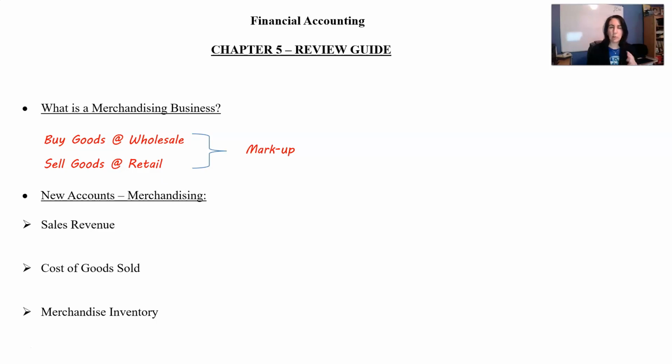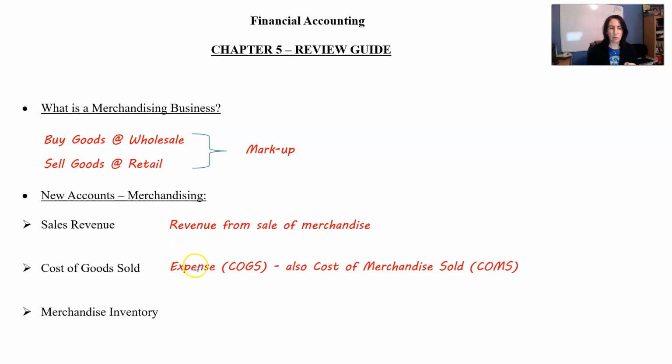Now, with this, we're going to be looking at inventory and things like that, but there's also some terms that you haven't heard yet that we're going to touch on, some of the new accounts we have for merchandising businesses. So the first one is sales revenue. It's got the word revenue in it, right? So you know it's something you earn. Well, sales revenue is revenue from the sale of merchandise. Up until this point, we've been doing service revenue. Well, now we're doing sales revenue because that's what we're doing to make money. We're selling things.